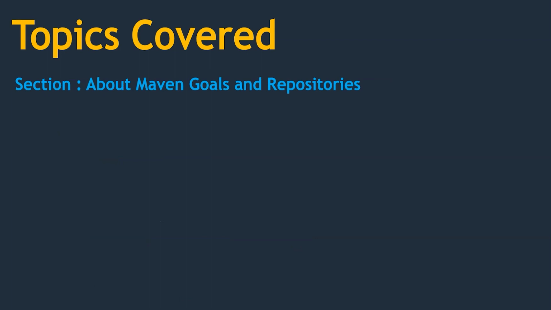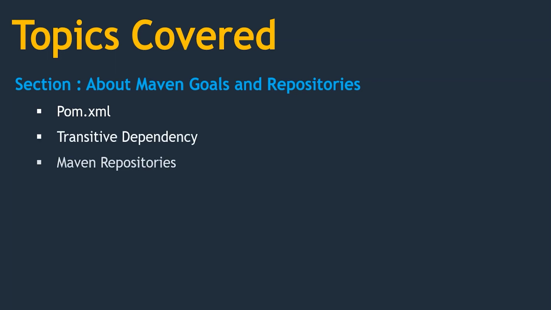In the next section we are going to talk about Maven goals and repositories. Here we talk about pom.xml, transitive dependency, Maven repositories, and pushing a Maven project onto GitHub.